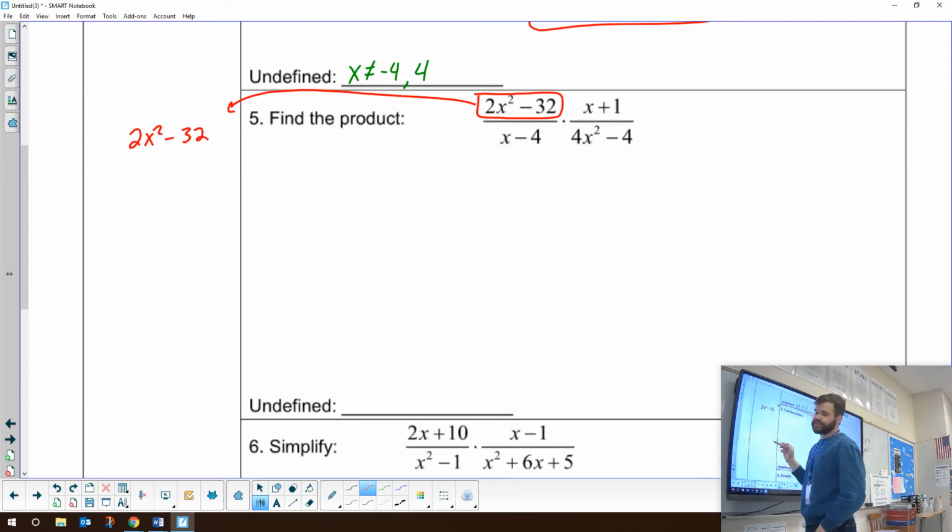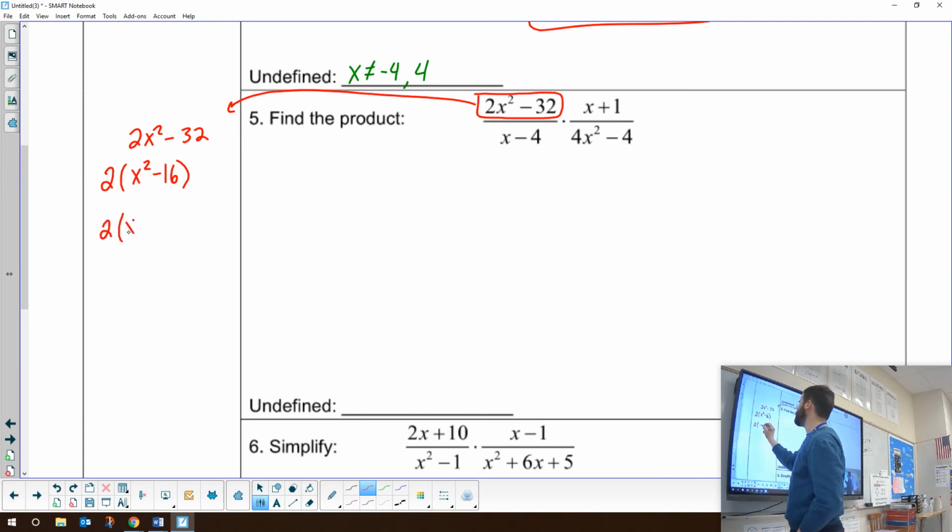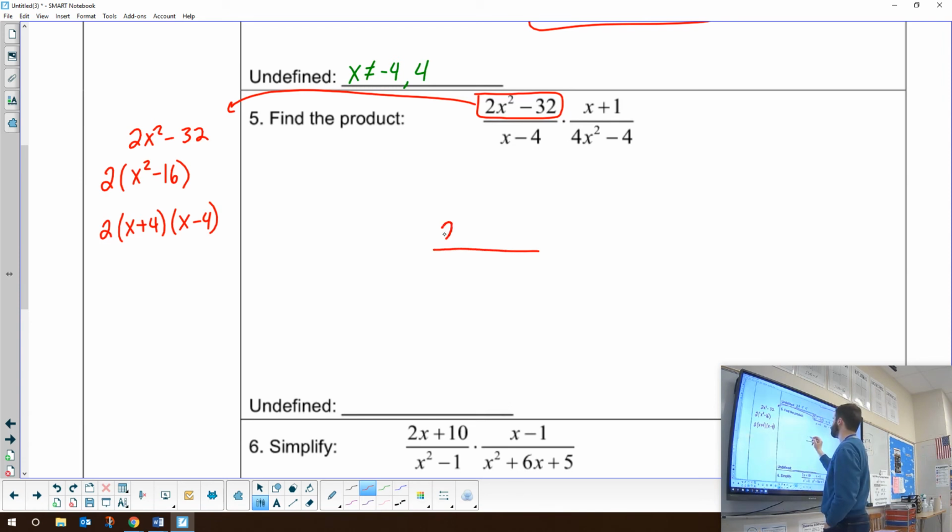First step, look for a GCF. I do have a GCF on this one. It's going to be 2. So we're going to leave 2 times x squared minus 16. x squared minus 16, I can factor that. It's a binomial. It's a difference of squares. So that's going to be 2 times x plus 4 times x minus 4. Okay, so that's going to go on the top of my fraction here: 2 times x plus 4 times x minus 4. Next, we're going to look to factor this x minus 4.